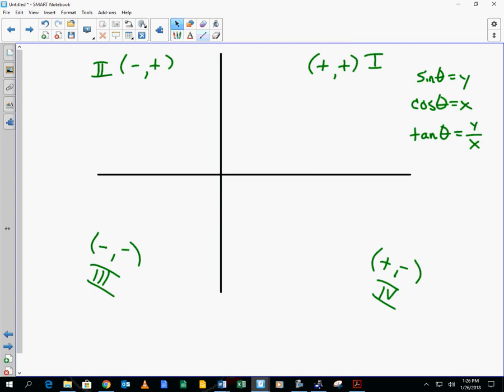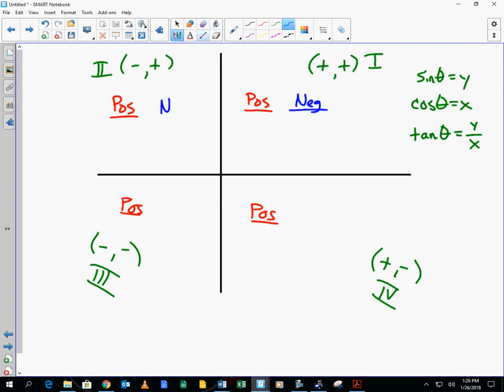Okay. So we have positive trig values, positive trig values, positive trig values, positive trig values. We have negative, negative, negative, negative.